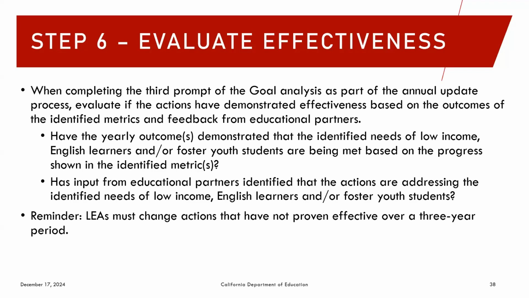So you're going to go through and ask yourself things like, have the yearly outcomes demonstrated that the identified needs of the unduplicated student groups are being met based on the progress shown in the identified metrics? Has input from educational partners identified that the actions are addressing the identified needs? This is the kind of information you're going to gather to determine whether or not the actions are in fact effective. And like Josh said, you're not going to necessarily see this surge in effectiveness right away. We know that change is incremental, especially in education, but this is a way for you to check in throughout the 3-year cycle to determine if you're on the right path or if you need to make adjustments.